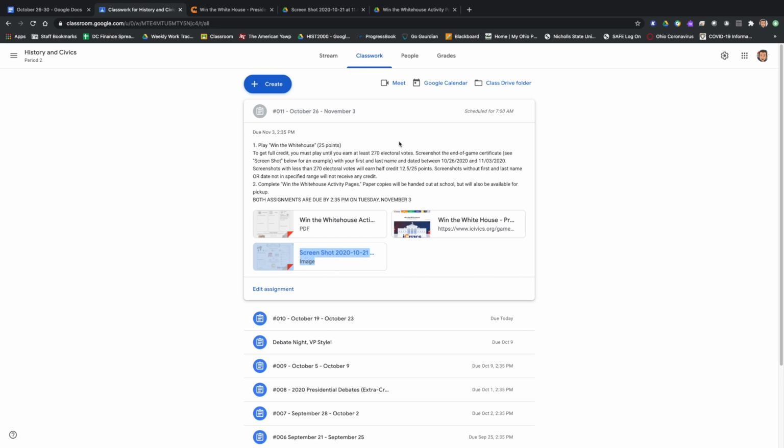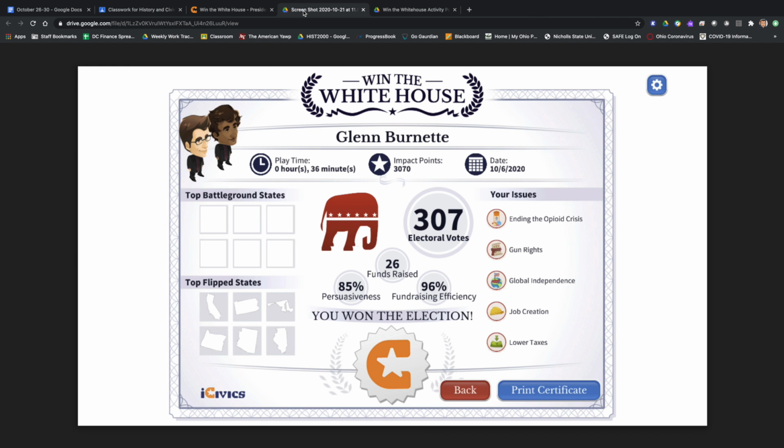Once you have done that, you are going to screenshot the end of game certificate with your first and last name, and it has to be dated between October 26th and November 3rd. Now, this is what a screenshot looks like. I'm going to brag on Glenn Burnett here for a minute. He did this for the pre-test, and you can see that he got a landslide, 307 electoral votes.